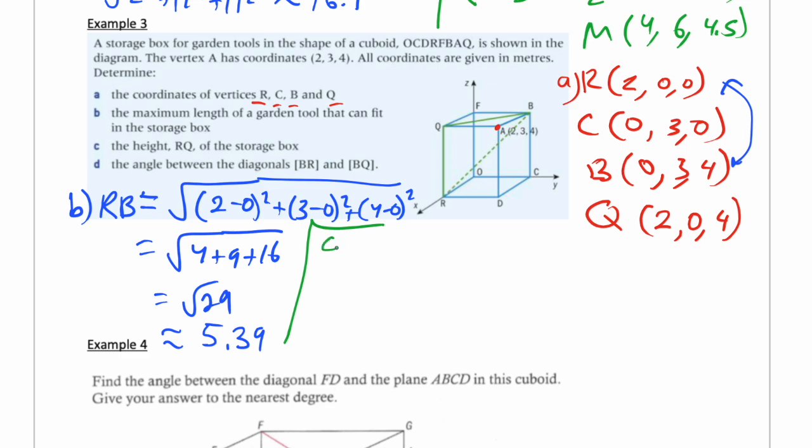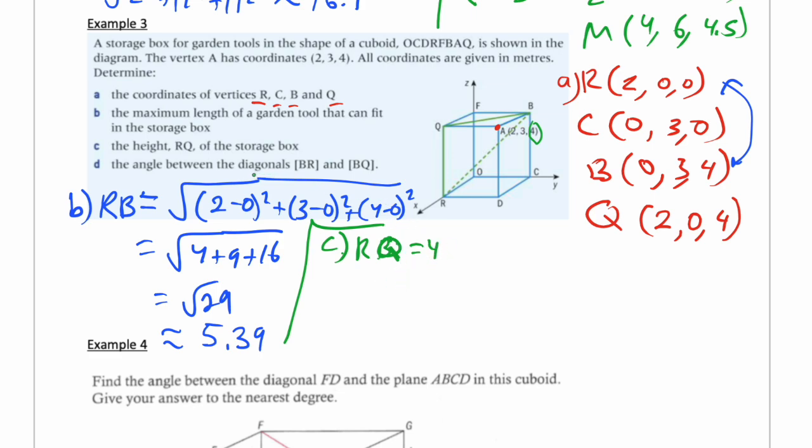Okay, next, find the height RQ. Well, RQ is simply this vertical distance here, and recall going from here to here is the same as going from the origin to F, and that's 4 units up on the z-axis. So that means RQ equals just 4.